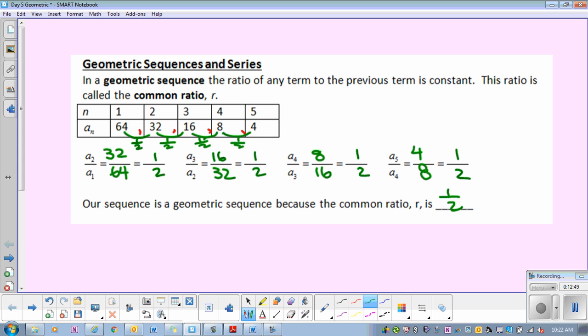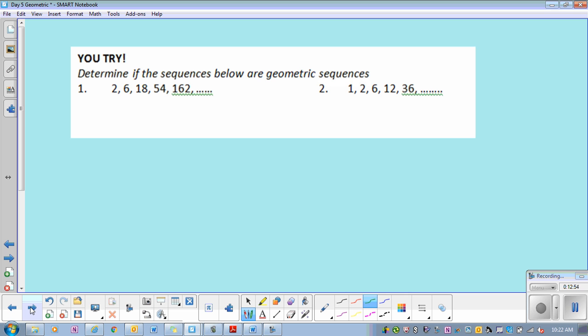Alright, let's look at the next one. Let's see if we can figure this out. Is it geometric? We'll start from the back and divide the one right in front of it. See if you get the same number each time. 162 divided by 54. And then try 54 divided by 18. 18 divided by 6. 6 divided by 2. Do you want us to write the common ratio for each geometric? Yes.